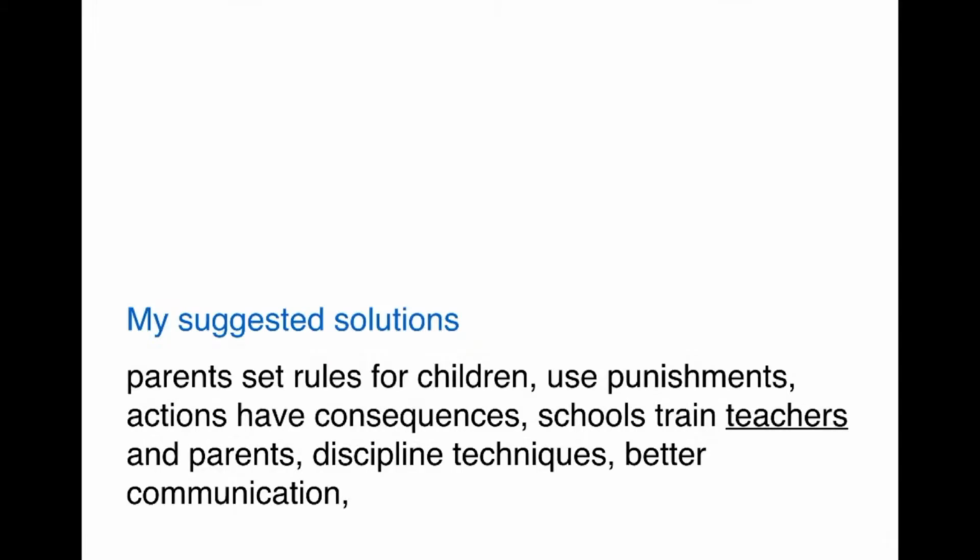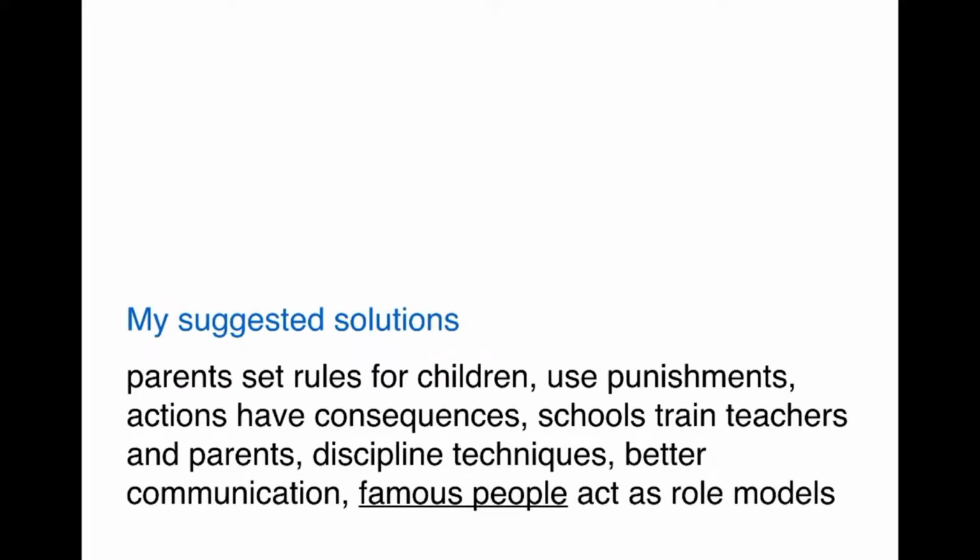The final people that we blamed were celebrities, famous people, so we'll have a solution for that problem. Famous people need to act as role models. Again, you can see the 3 groups of people that we blamed before, and we've got a solution for each one, the parents, the teachers, and the famous people. Let's order those ideas now.